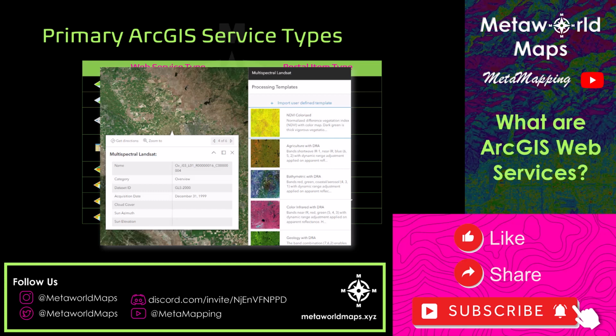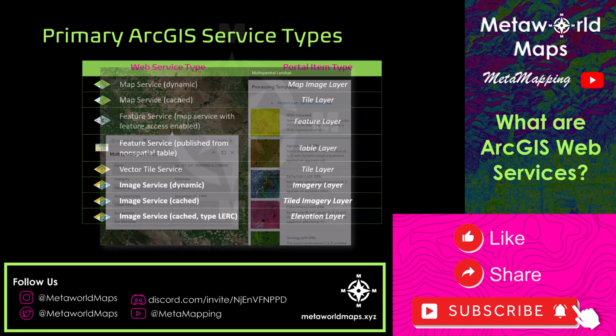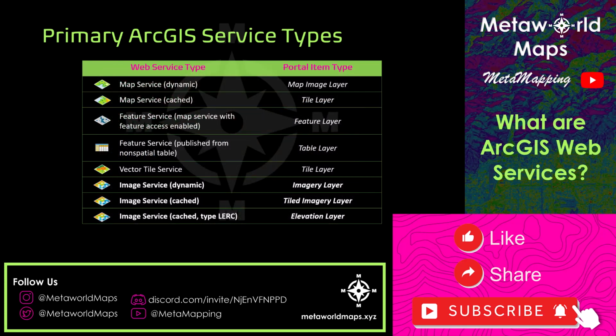Now, the great thing about a dynamic image service is you're accessing those raw images directly from the client application. So if you want to do any type of on-the-fly reprocessing or any type of raster analytics, you can do that using a dynamic image service. Now, inside of your ArcGIS portal environment, these are called imagery layers. Now, you can also have image services that are cached, which are tiled imagery layers.